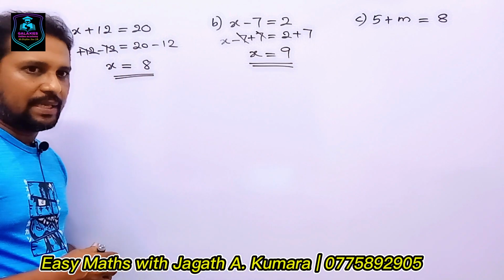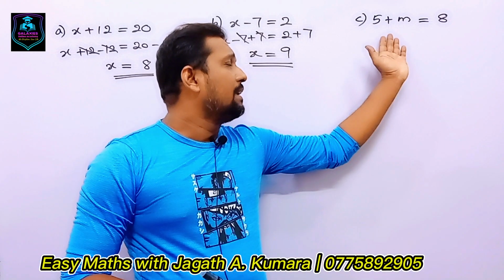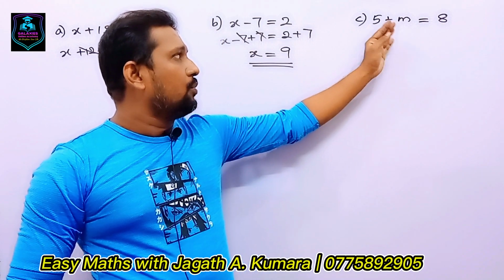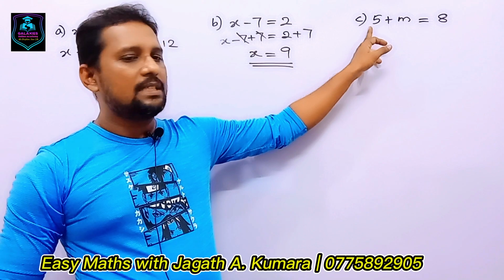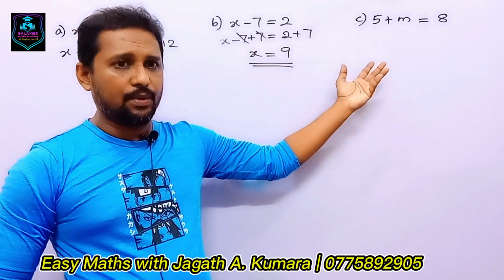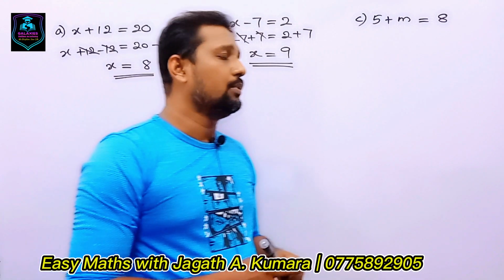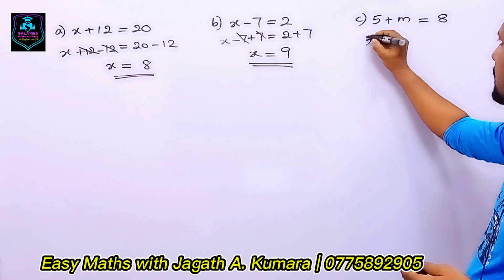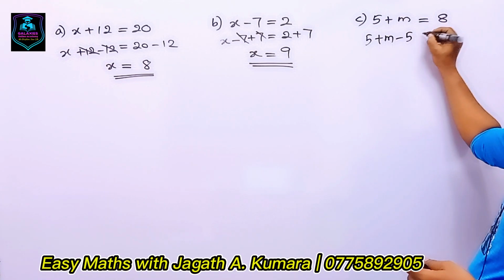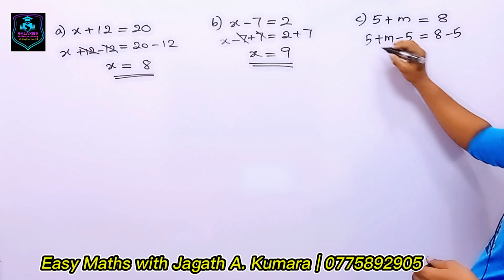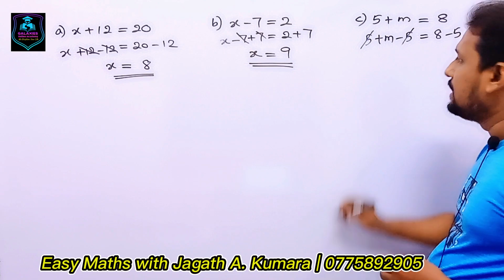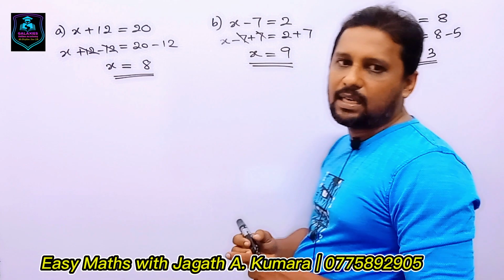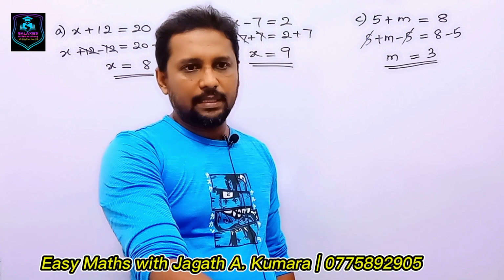You can check the answers quickly, right? Then look at the next one. 5 plus m equals 8. Right. To find m, you have to remove this 5. 5 is plus 5, no? To remove it, what do you have to do? The opposite mathematical operation. Right? What is the opposite mathematical operation? Minus 5. So on both sides you put minus 5. Then plus 5 minus 5 cancels. M equals 3. So the third equation answer is m equals 3.